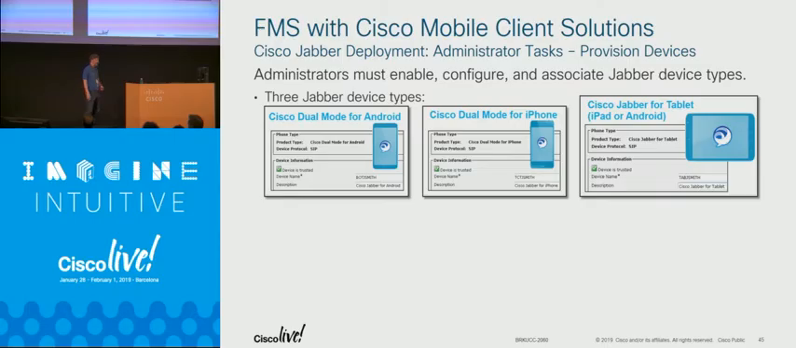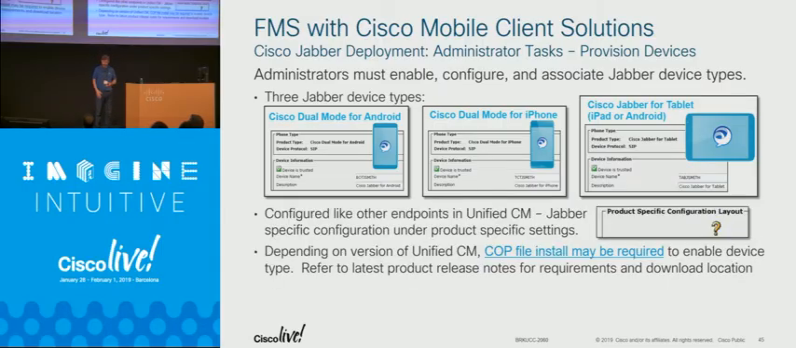All right, so how do we make that happen? How do we set this up so that this happens for our end users? The first thing we need to do is provision devices for our users. As we talked about on the Jabber side, there are 3 Jabber device types that come into play on mobile: dual mode for Android, dual mode for iOS, and Jabber for tablet, which can be an iPad or an Android tablet. And then there's also CSF, which I don't have on here, but that's for desktops. The idea is we're creating a client device type within Communication Manager for our Jabber users.